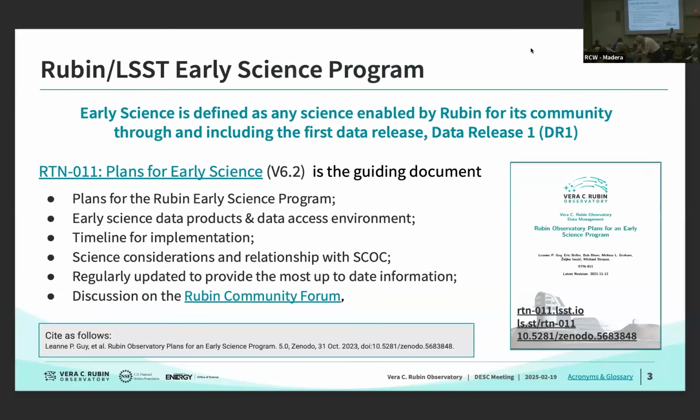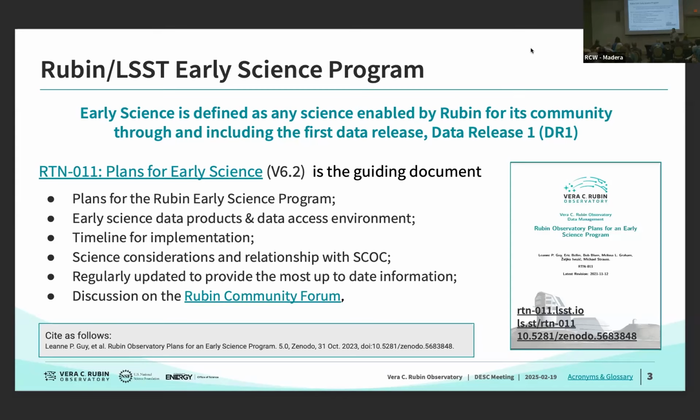Okay, so the Rubin LSST Early Science Program was put in place probably 3-4 years ago in order to try to enable early science by the community with commissioning data and any other data that's of science grade that's released before the start of the survey. We define early science as any science enabled by Rubin for its community through and including the first data release 1, which is based on the first 6 months of data.